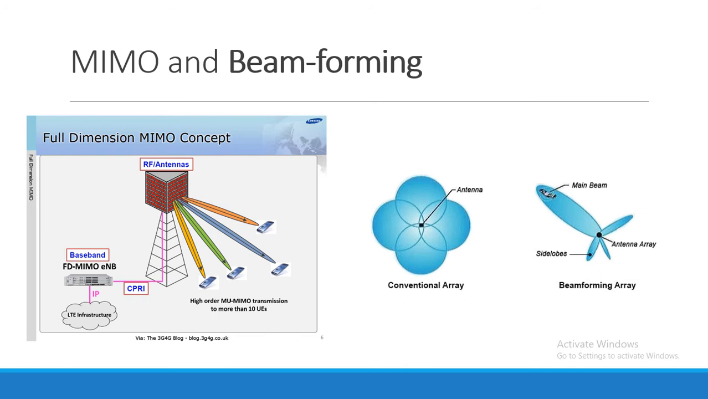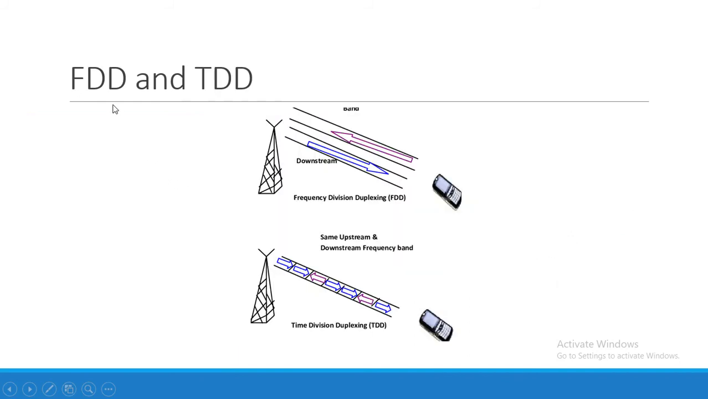MIMO is the fact that multiple spatially separated users are created by the antenna array in the same time and frequency resource, and beamforming is the ability to adapt the radiation pattern of the antenna array to a particular scenario. You can see some examples of how those work in these images. Now let's see FDD and TDD.